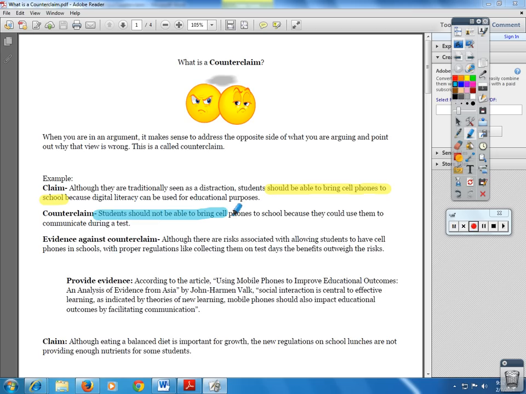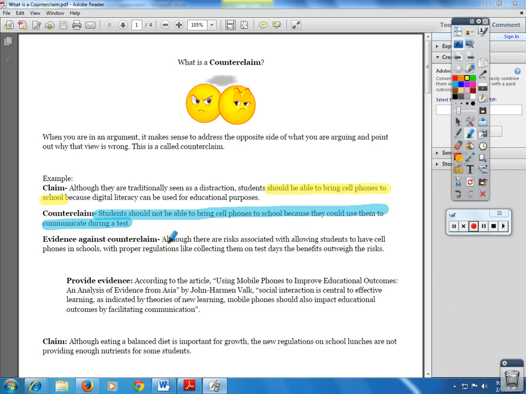Well, students should not be able to bring cell phones to school because they could use them to cheat during a test. I think that's what someone opposite me would say. So what I have to do in my counterclaim is prove that particular statement wrong. So the statement that students are going to use them to cheat, I have to prove that wrong with evidence.